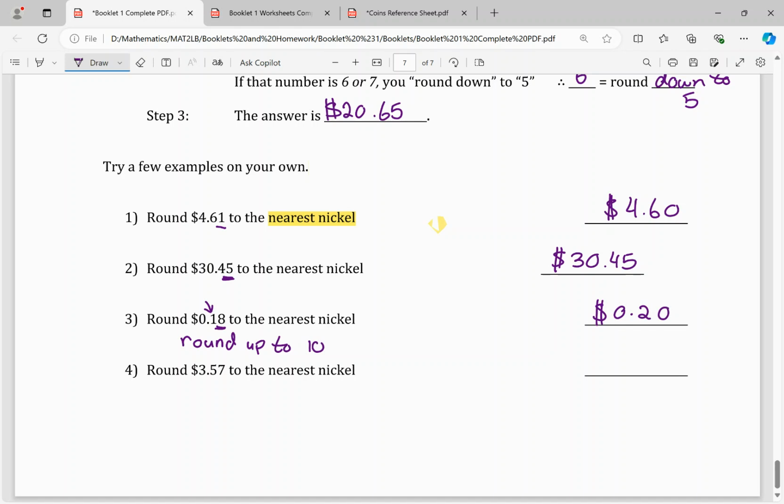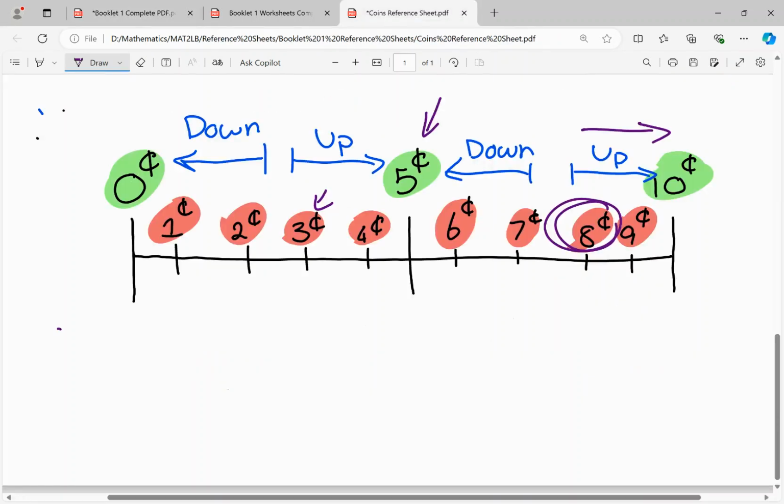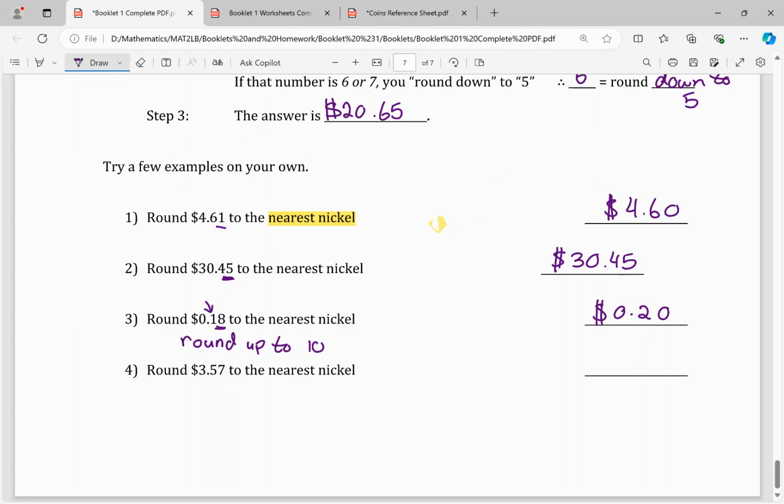So when you round up to 10, when your number ends in an 8 or a 9, you need to remember to take the digit before and increase it by 1.